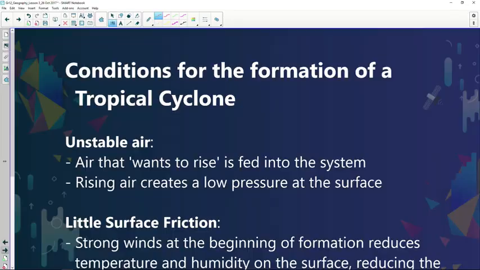And very importantly, when a tropical cyclone is in the initial stage, when it starts to form, it needs perfect conditions. Warm ocean temperatures, high humidity. And very importantly, it needs to be a friction-free surface. What does friction-free mean? It means it needs to be a smooth surface for this tropical cyclone to form. There mustn't be any disturbances.